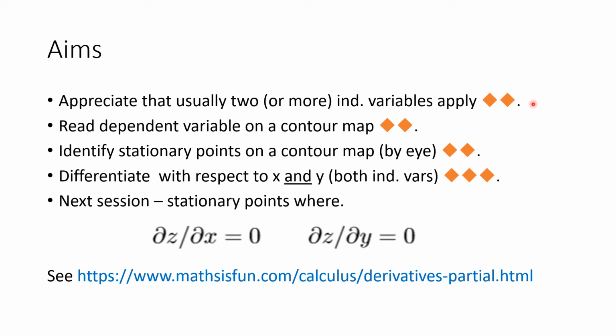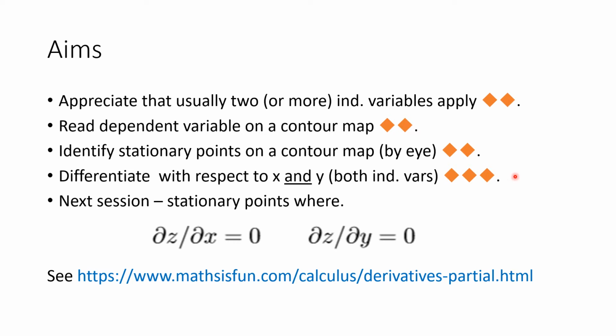So we want you to appreciate that usually two or more independent variables can affect the performance of an engineering system. You should be able to read those independent variables on a contour map. So if you're a fan of Ordnance Survey maps, you'll already be doing that. Also on a contour map, you should identify stationary points. In other words, on the OS map, you should be able to tell where a valley or a hill is.